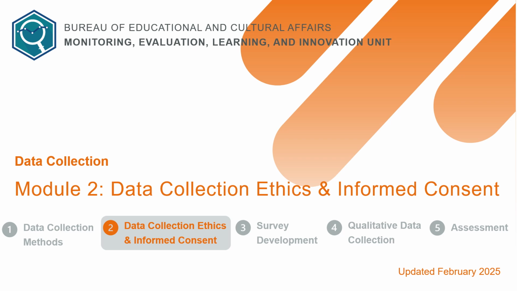Let's get started. Let's start by looking at personally identifiable information, or PII, which is any information that can be used to identify, locate, or contact an individual. There are two types of PII.